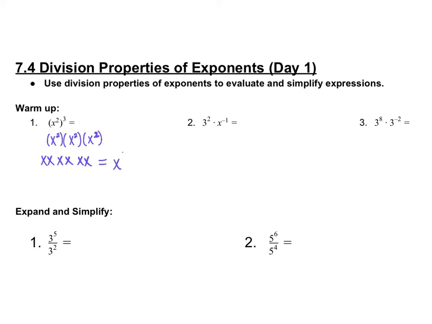So this is x to the 6th power. X multiplied by itself 6 times. Now if we used our exponent properties, since we have a power raised to another power, this is where we would multiply our exponents. So raised to the 2 times 3 power, which would still get us to x to the 6th.